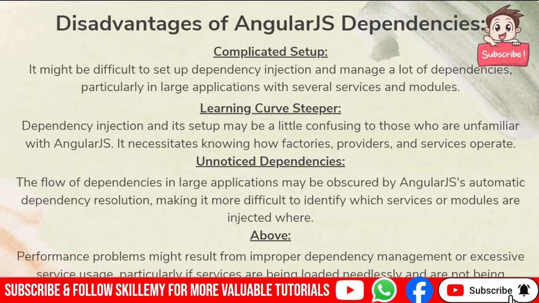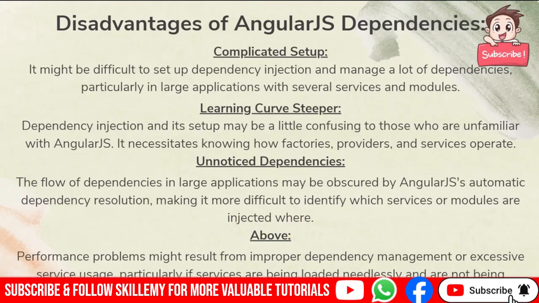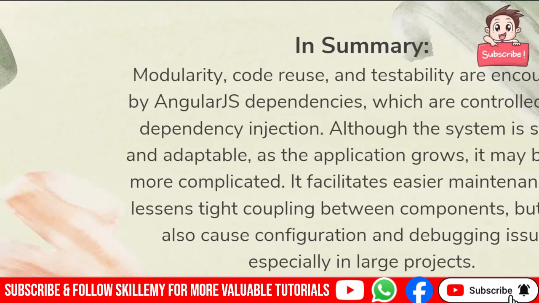Hidden dependencies. The flow of dependencies in a large application may be obscured by AngularJS's automatic dependency resolution, making it more difficult to identify which services or modules are injected where. Performance problems. Performance problems might result from improper dependency management or excessive service usage, particularly if services are being loaded needlessly and are not being effectively controlled. So I'm going to make sure that this class is very simple and shows the simplest way of using dependencies in AngularJS.